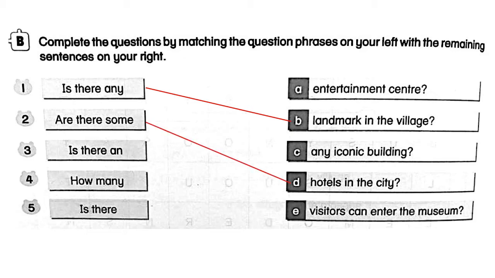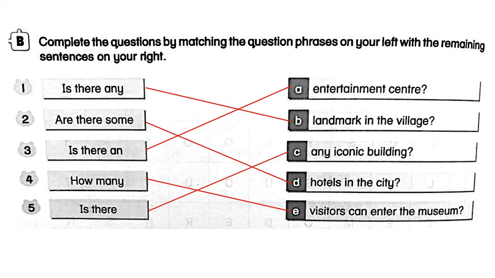Is there an? An means one. You have to look for the singular and look for the word starting with a vowel sound. Okay, is it either entertainment center, any iconic building, or visitors can enter the museum? So E is definitely out. So is there an any? It sounds incorrect. So the answer would be, is there an entertainment center? Okay, how many? You want to ask about the quantity. Okay, definitely the answer is E. How many visitors can enter the museum? And finally, we have, is there any iconic buildings?